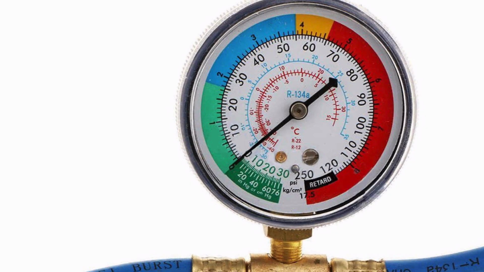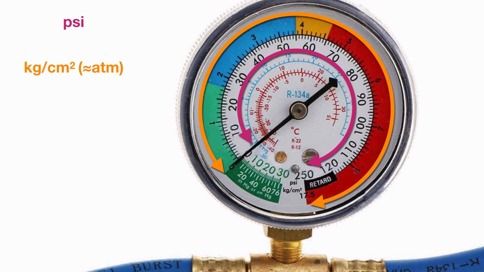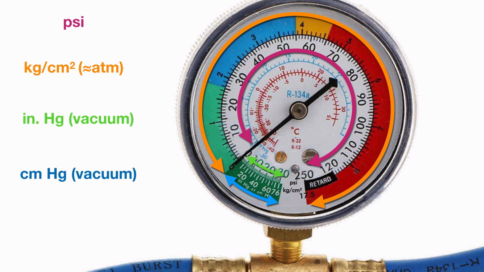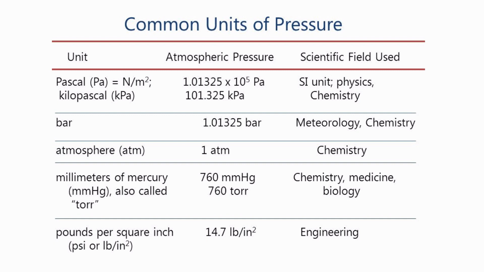Let's zoom into one of them. It has lots of readings that you can look at. The biggest and the boldest, yep, that's PSI. But then they also have things like kilograms per square centimeter, which is very, very close to an atmosphere. And then you've got inches of mercury in a vacuum, and then centimeters of mercury in a vacuum. And then we've got one of his favorite insults.